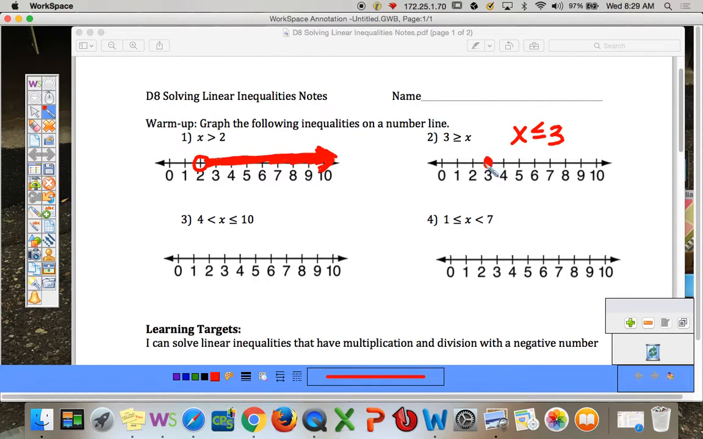So at 3 we're going to put a filled in circle because x can equal 3, but it's also x is less than or equal to 3. So we're going to color in the left side of the line. And all these numbers are less than 3, and it can equal 3 as well.